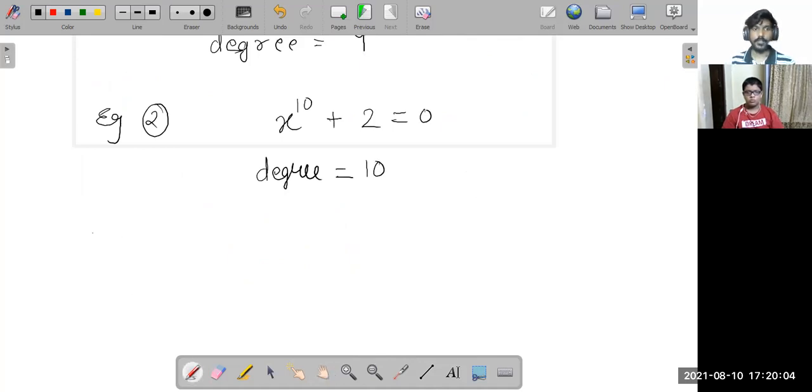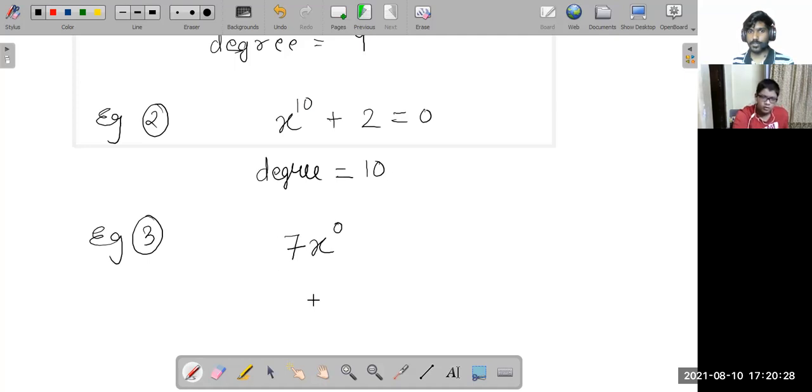Tell me the degree of this polynomial. Is this a polynomial, firstly? Yes, sir. It's a monomial. What is the degree of this monomial? 0. Why 0? Because we can write it as x raised to 0, and the highest power is nothing but 0. So the degree is equal to 0.